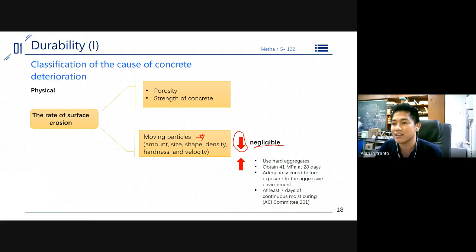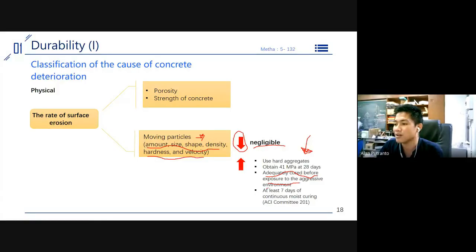But in case all these parameters have a big dimension, or are higher in every aspect, we should pay attention to this kind of specification or recommendation. If you read through Mehta, this is all in Mehta. The first one is we can use hard aggregate. And the second one is to obtain 41 megapascal at 28 days, before exposure to an aggressive environment. Sorry, let me delete this one.